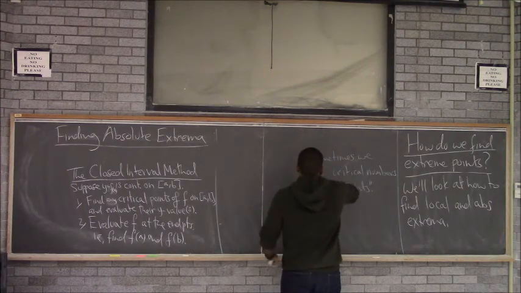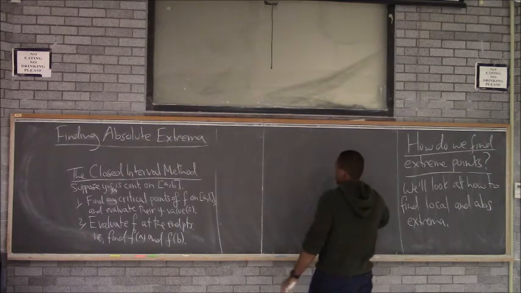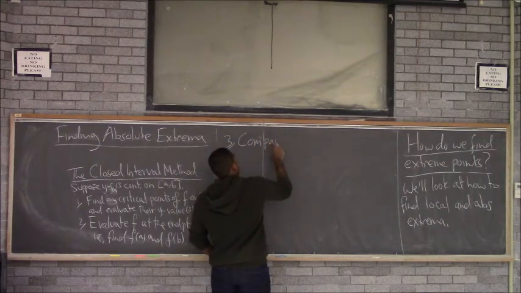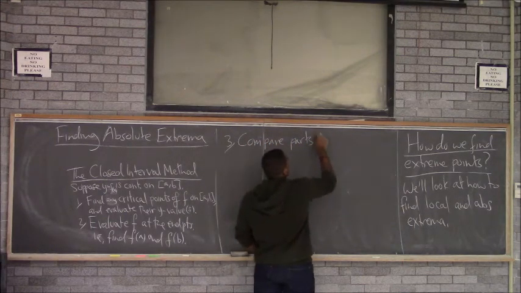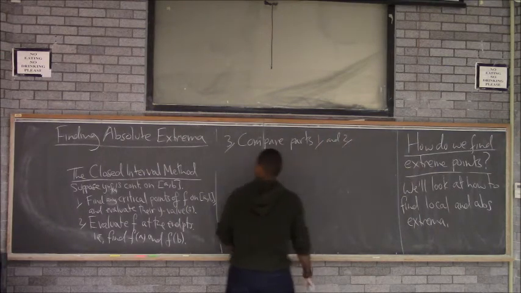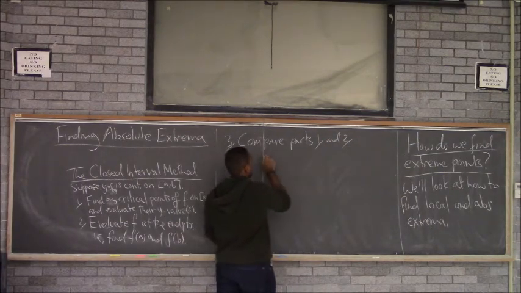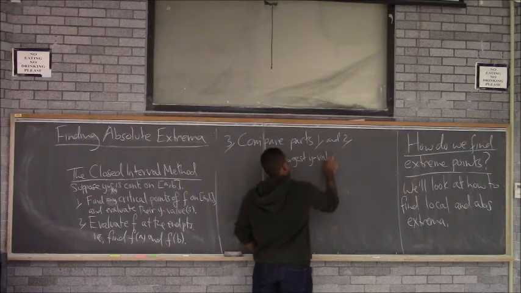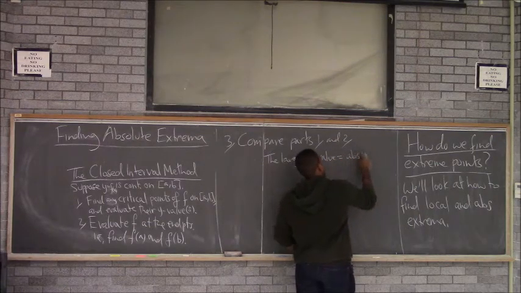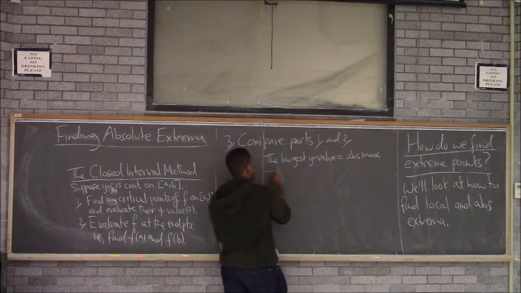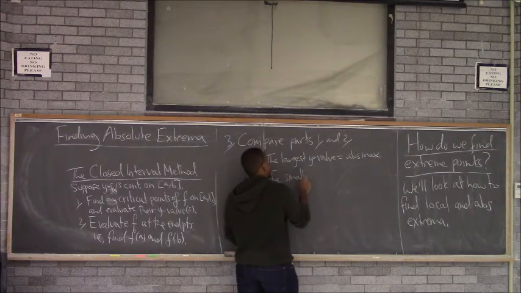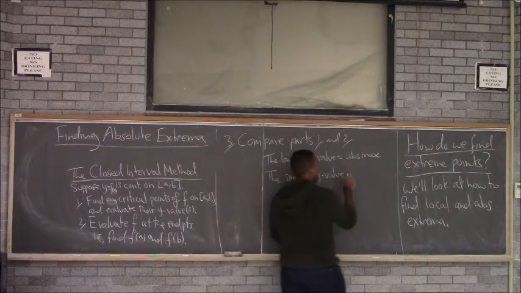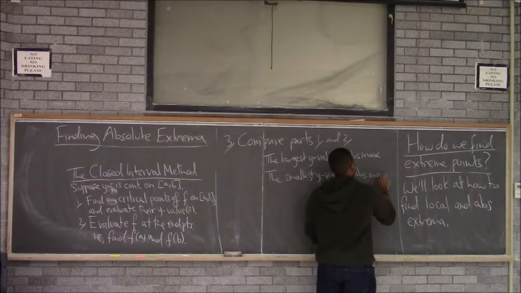Third, you're going to compare parts 1 and 2. The largest y value, that's going to be your absolute max. The smallest y value, the absolute min.